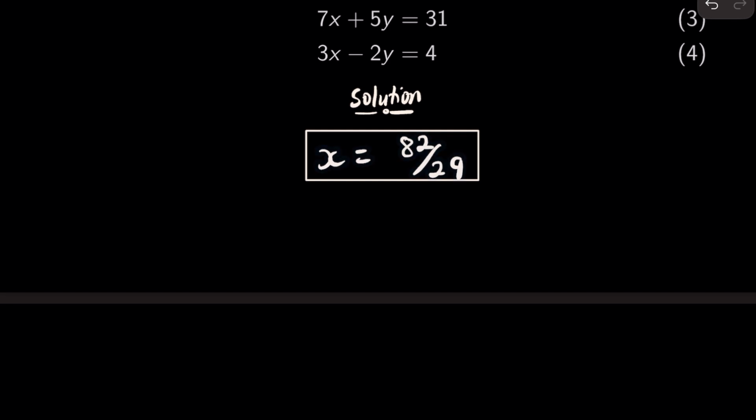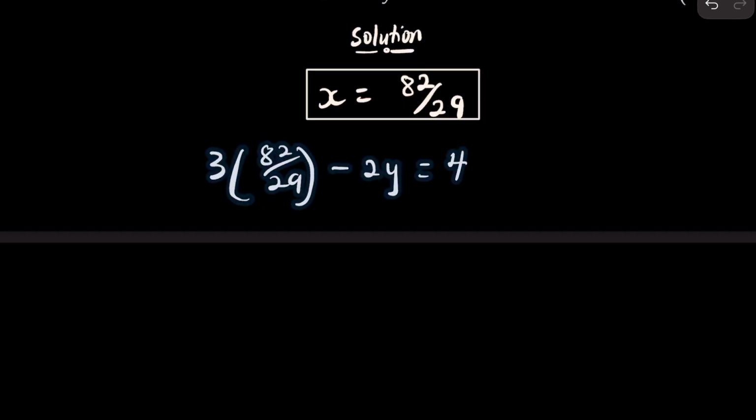So from equation 4, we have 3x minus 2y is equal to 4, right? But here, x is giving us 82 on 29. So we're going to have 3 times x, which is now 82 on 29, then minus 2y is equal to 4, right? So here, 3 times 82 on 29 is going to give us 246 divided by 29, then minus 2y is equal to 4, right?